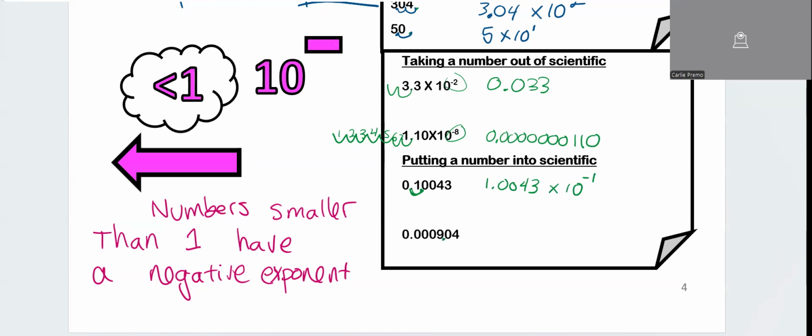New decimal would go after the 9 here. 1, 2, 3, 4 spaces in between. So 9.04 times 10 to the 4th, but that's a -4 because there were 4 spaces between, but it is a number smaller than 1. So that is the gist of how I like to go through scientific notation, thinking more about what the value of the number represents and if it should be big or small, if it's negative or positive. Hopefully that helps.